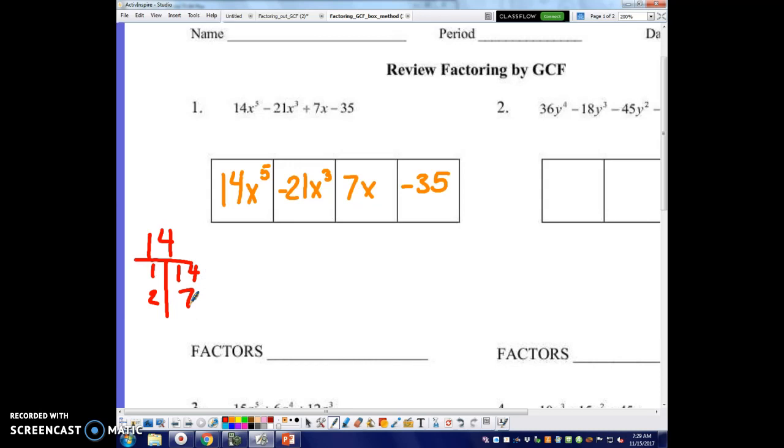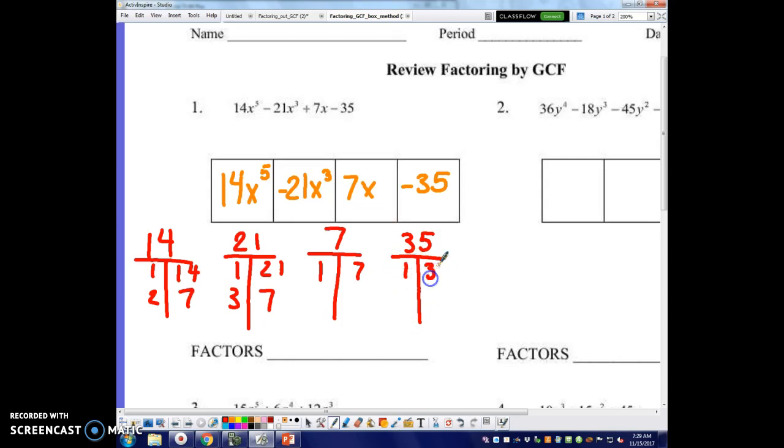Okay, so let's list all the factors of 21. 1 and 21 and what? 3 and 7. Now we'll list all the factors of 7. Just 1 and 7. Now let's list all the factors of 35. 1 and 35 and 5 and 7. Okay, so now we need to look at this and we want to find the greatest common factor. So we're going to circle something that they all have in common. They all share a 1. Okay, do they all share a 2? Do they all share a 7? We'll circle all the 7s.